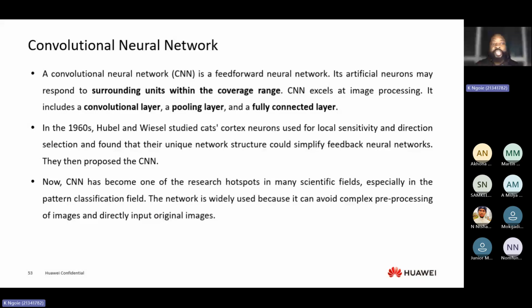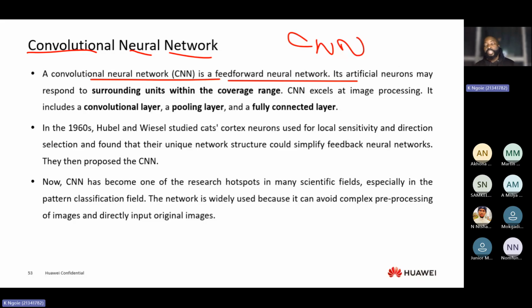The CNN is the convolutional neural network. This is the most famous neural network. Why is it the most famous? Because it's used for image processing, for everything that has to do with images, identifying images, and all those things that we know today. Remember, it's a feed-forward neural network, which means information goes from the input layer to the output layer. The CNN is very good in image processing.